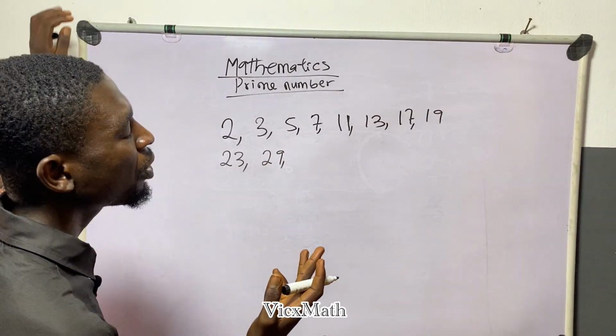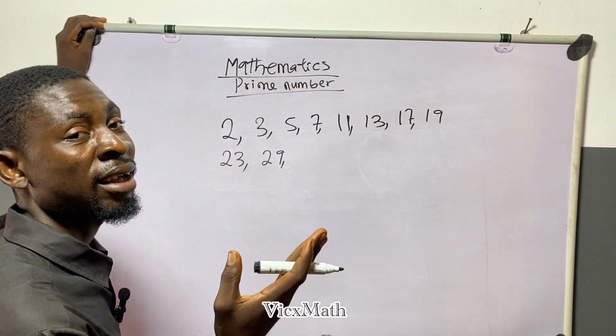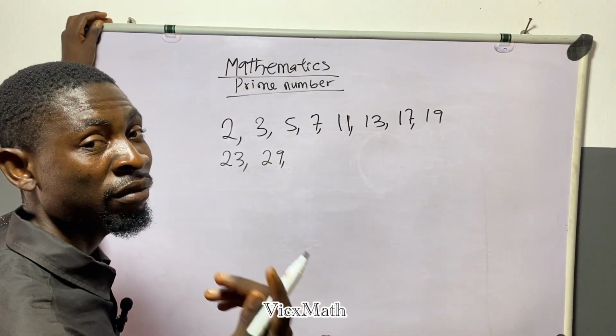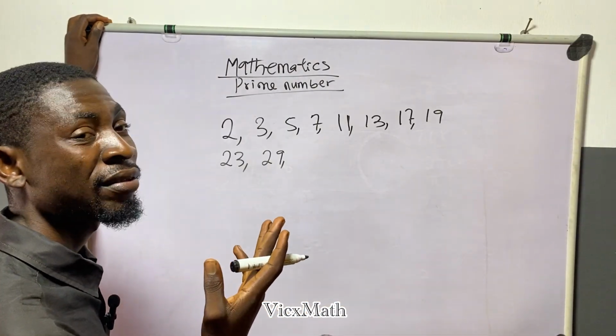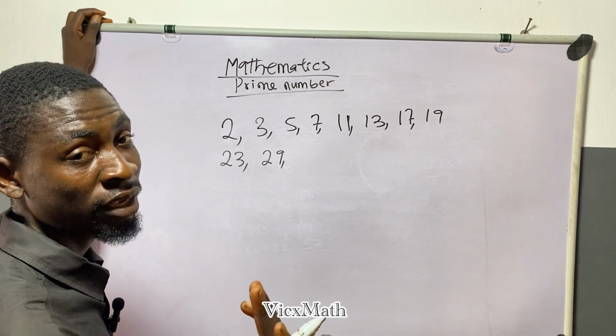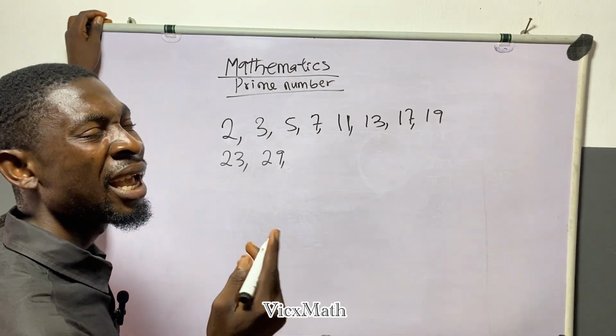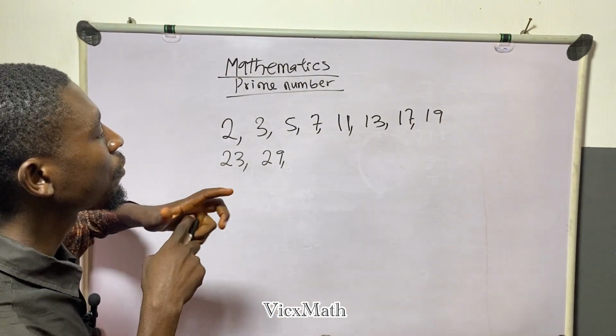Why is 21 not there? I'm going to be pointing out the real numbers that some children make mistakes on. 21 is not there because 7 can divide it and 3 can divide it. 23 is here because nothing can divide 23 apart from 1 and itself. 25 is not there. Any number that ends in 5 is not prime, apart from 5 itself.